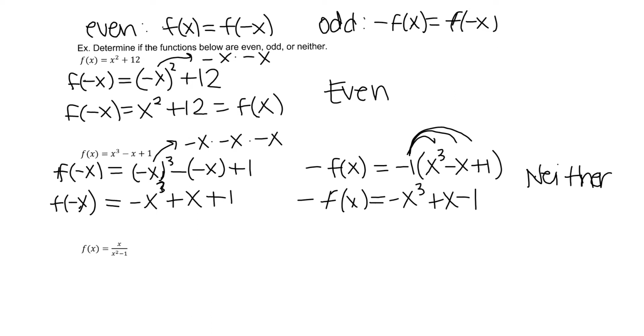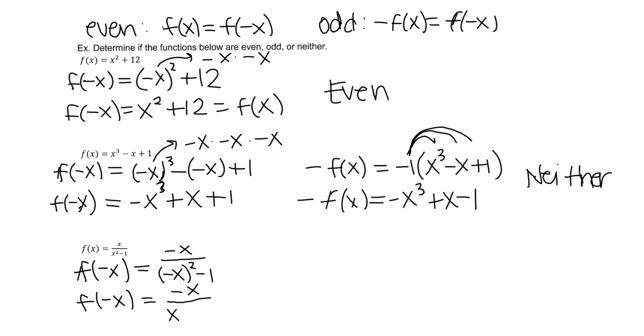The last example here is f of x equals x over x squared minus 1. So first we're going to find f of negative x. So we're going to have negative x over negative x squared minus 1. So f of negative x, well, negative x is going to stay in the numerator. Negative x squared is going to become x squared, and we still have minus 1. So close, but not the same thing as f of x, so it's not even.